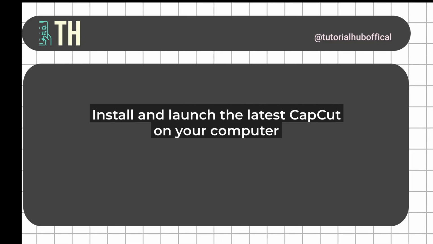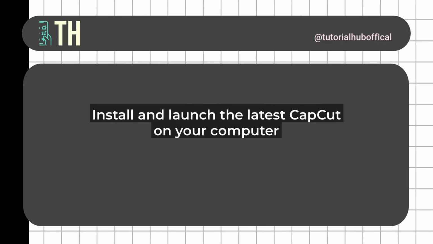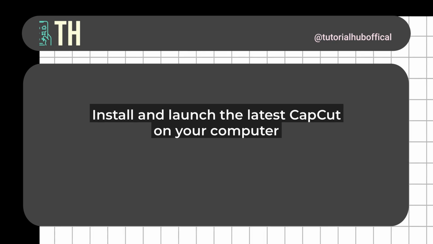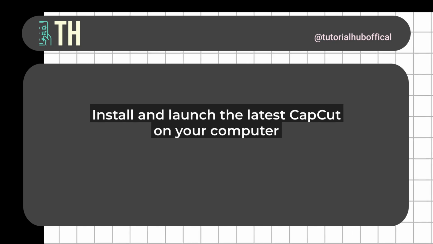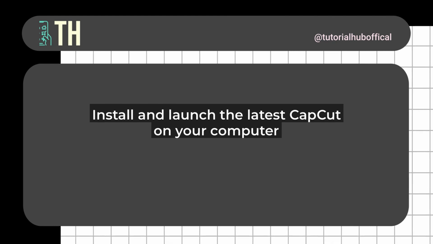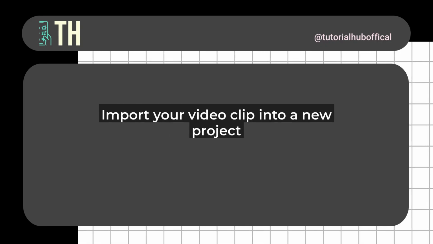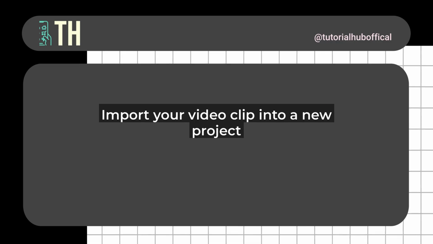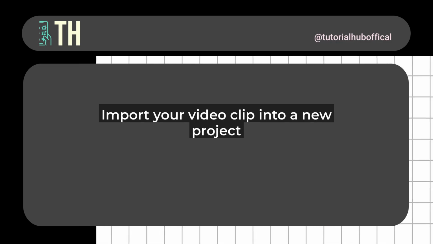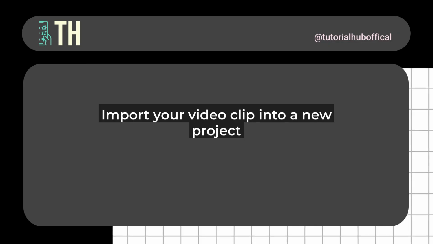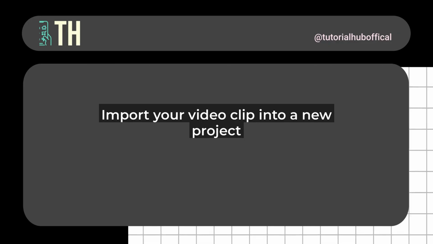First things first, ensure you have the latest version of CapCut installed on your PC. Head over to the official website if you need to download it. It's free and super straightforward. Once you're set, launch the app and create a new project. Now, import your video clip by clicking the Import button and selecting your file from your computer. This sets the stage for the magic.